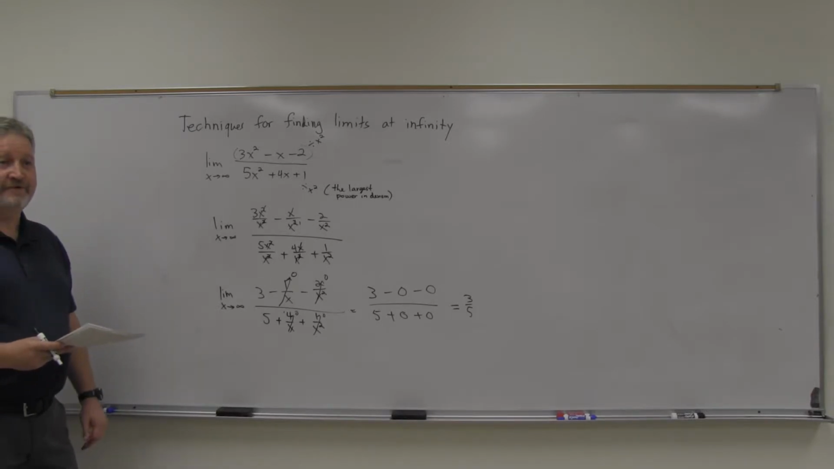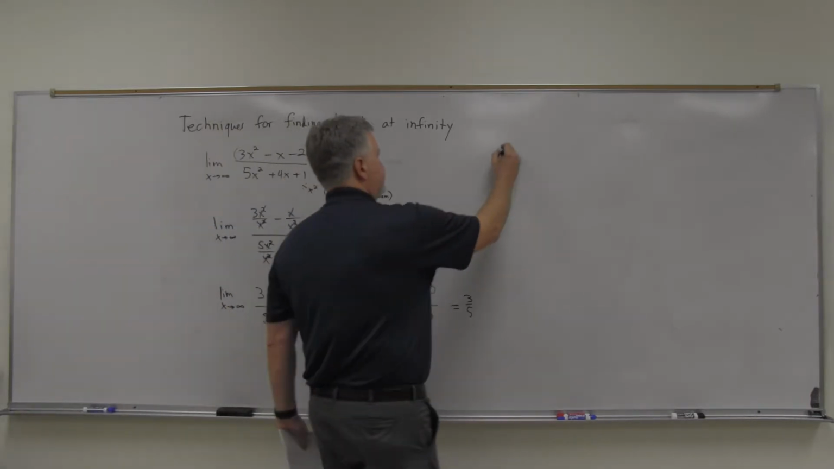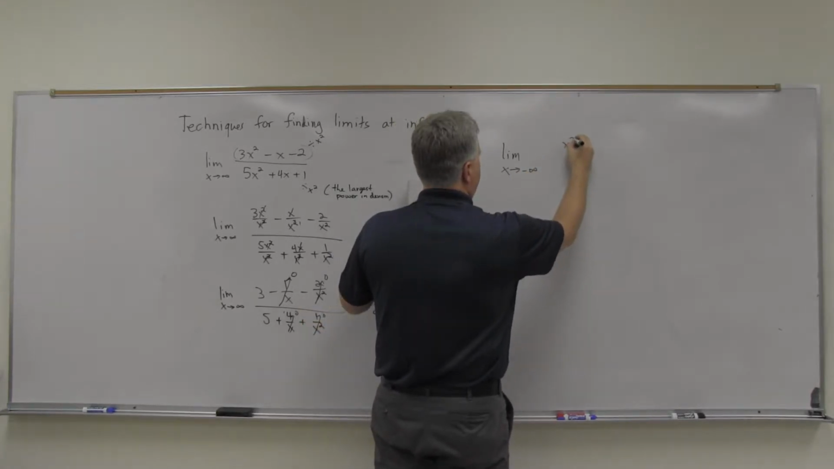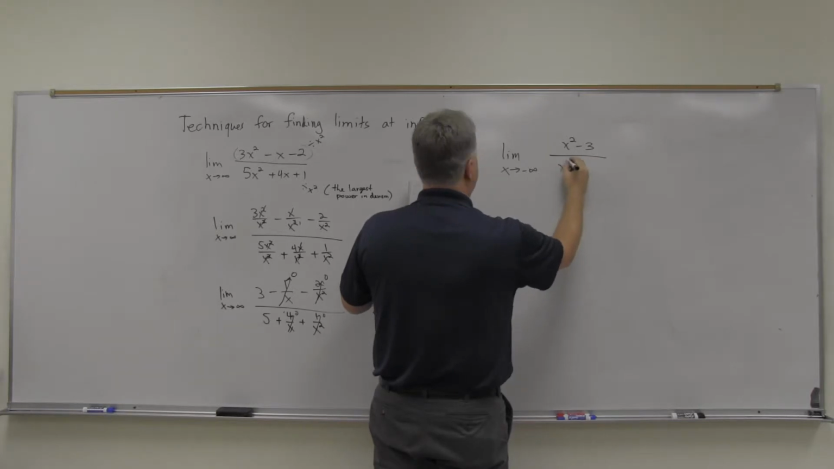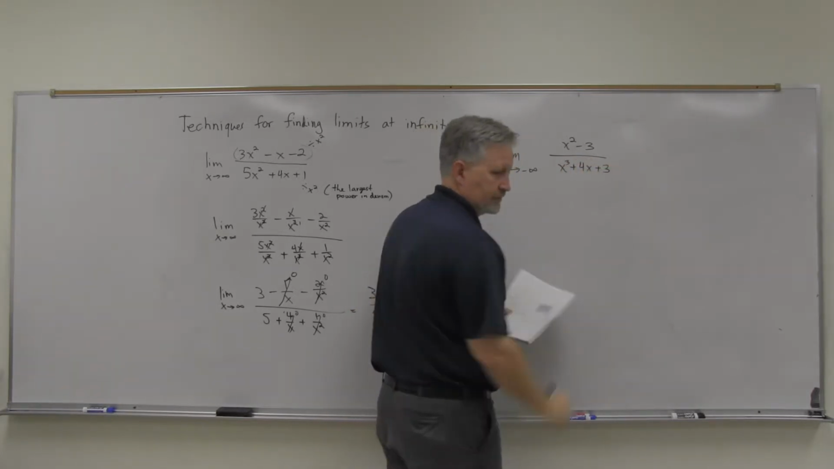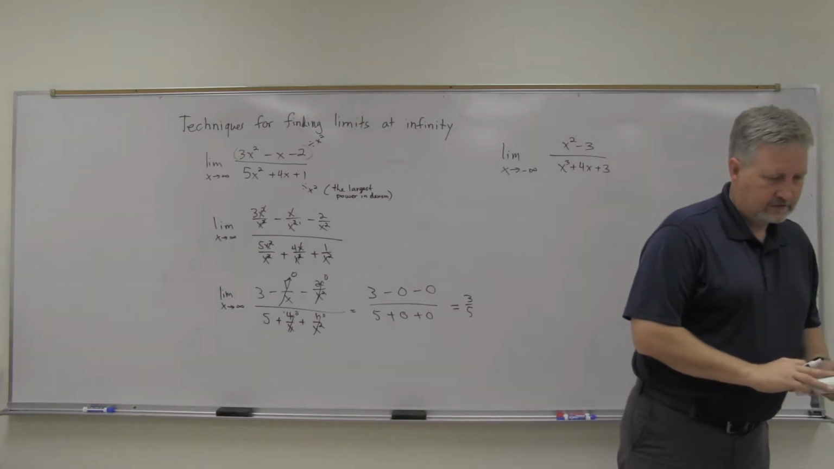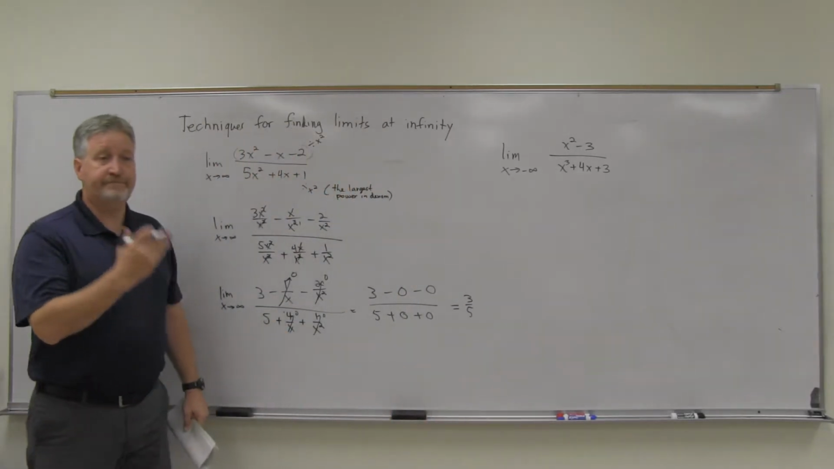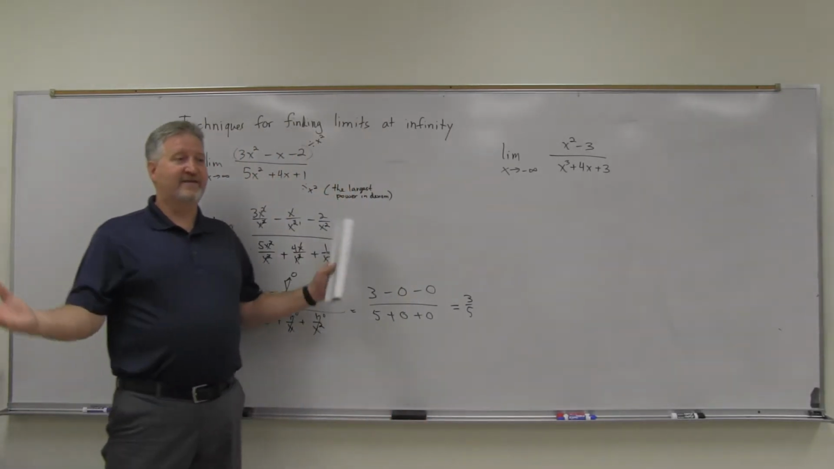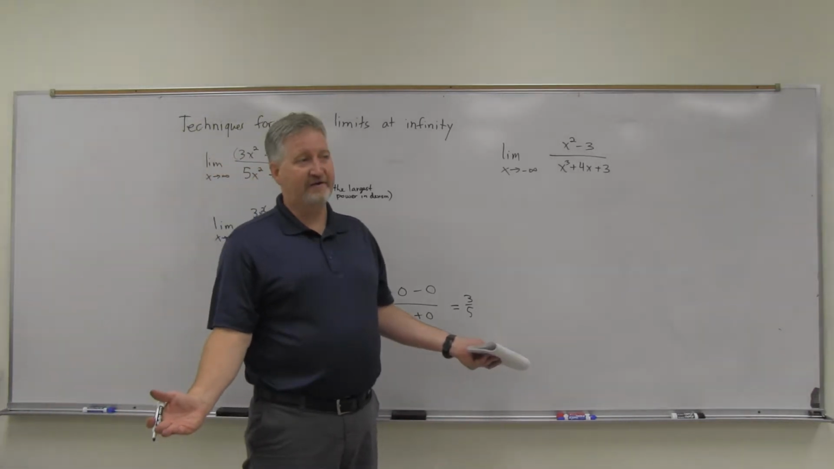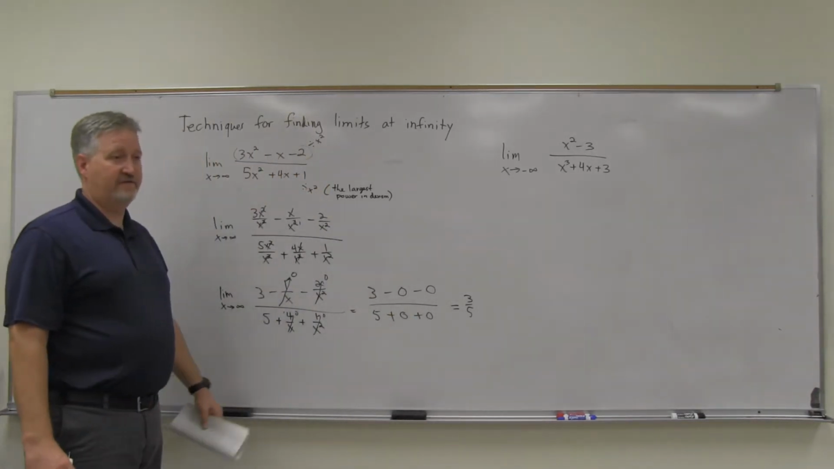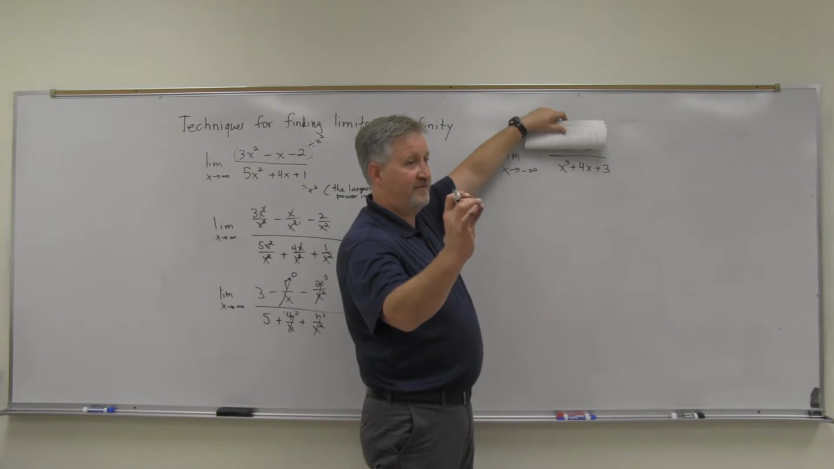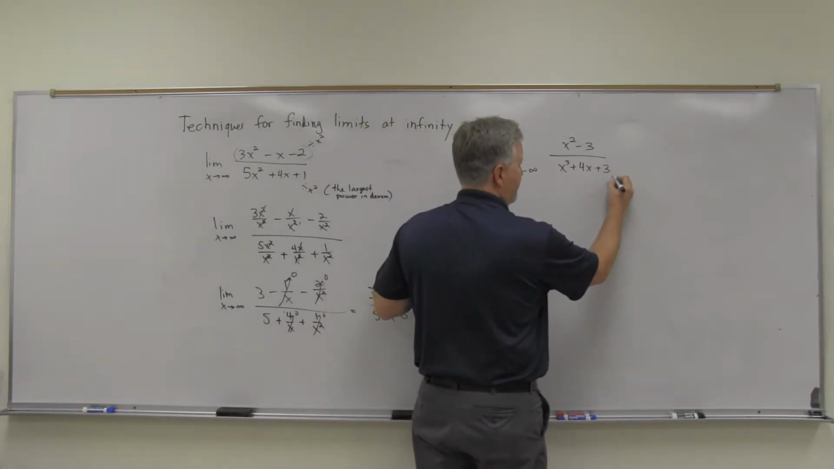All right, try another one. Let's try the limit as x goes to negative infinity this time. And it's x squared minus 3 over x cubed plus 4x plus 3. Well, as x goes to negative infinity, you're going to do the same technique. It doesn't matter whether x goes to infinity or negative infinity. Do the same technique. So I'm going to look at the denominator, largest power in the denominator, x cubed. So I'm going to divide top and bottom by x cubed.